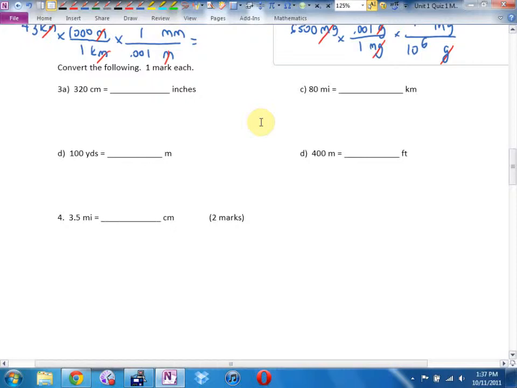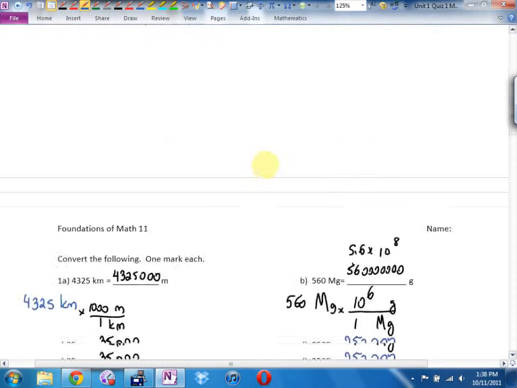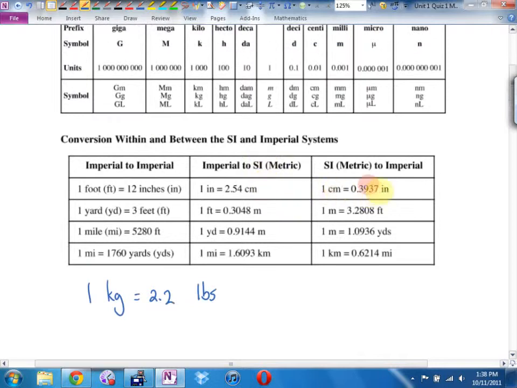320 centimeters. Do I have a conversion factor on the chart from centimeters to inches? If not, I'll have to build a chain. Do I have a conversion factor? Seeing no answer, hearing no answer, I better go look. Inches and centimeters right there. I could also use this one right here. Either of these is fine. They'll give you the same answer.